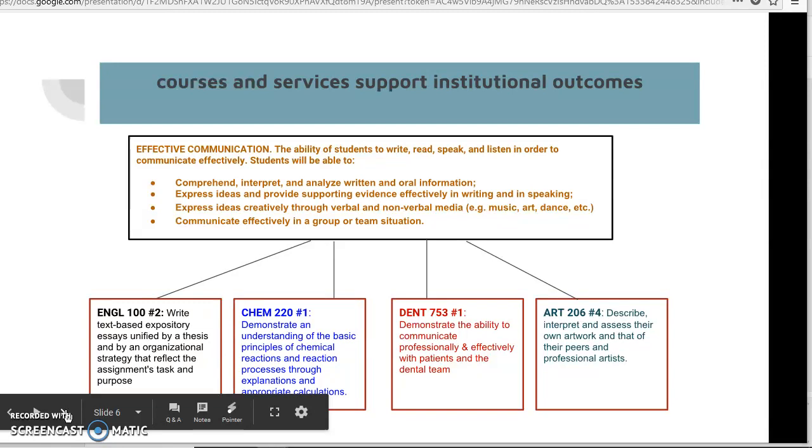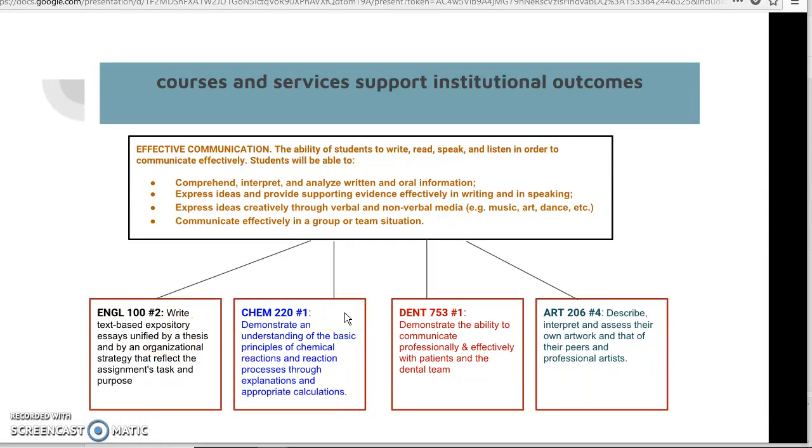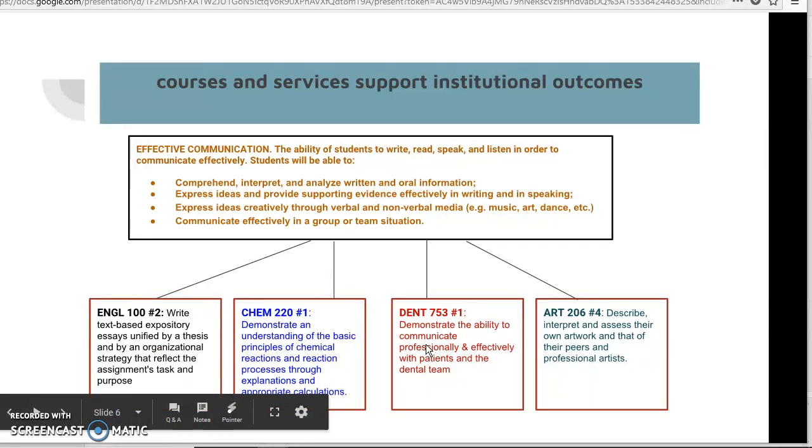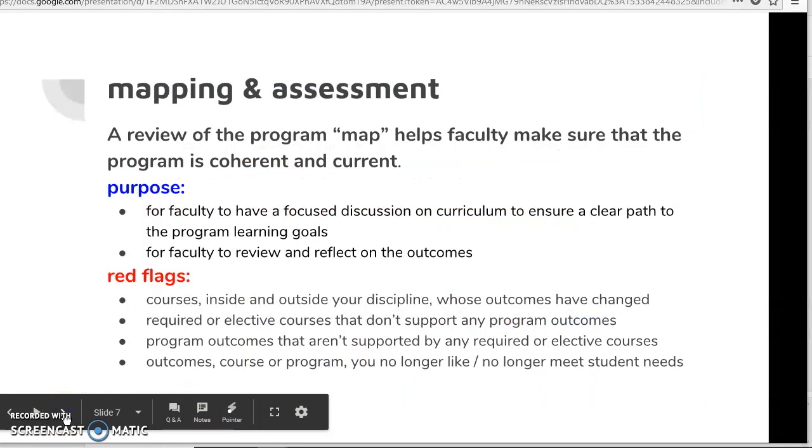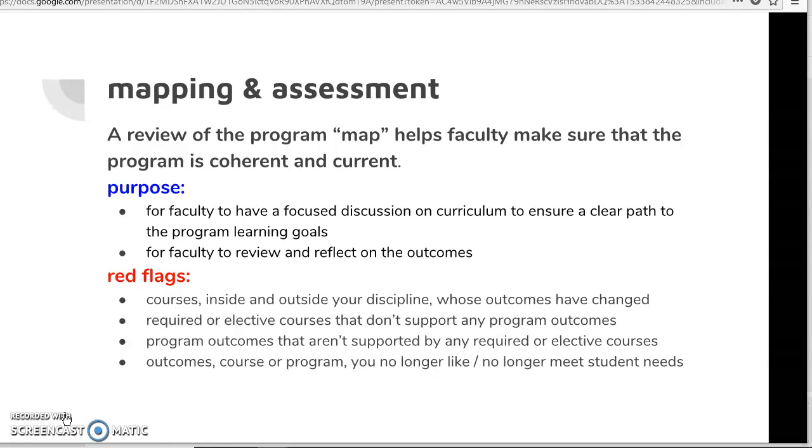Now, this outcome, effective communication, is supported by an outcome in English 100, an outcome in Chemistry 220, an outcome in dental assisting, an outcome in art. These all are outcomes which speak to a student's ability to communicate. So that's what the map does. It kind of shows you how things relate.